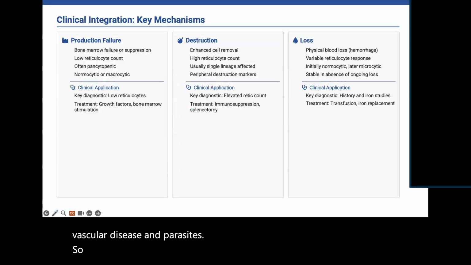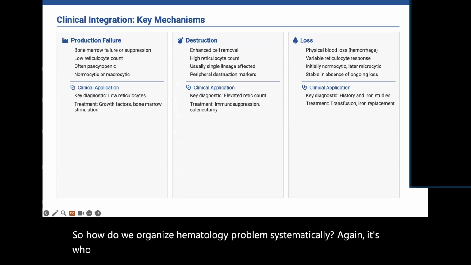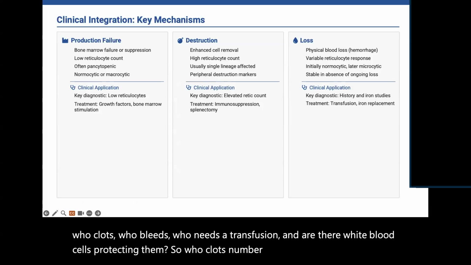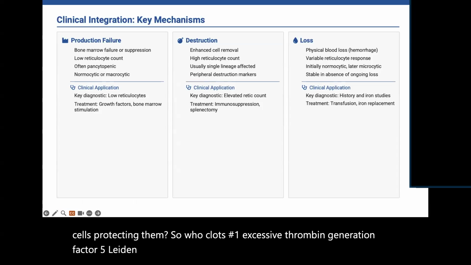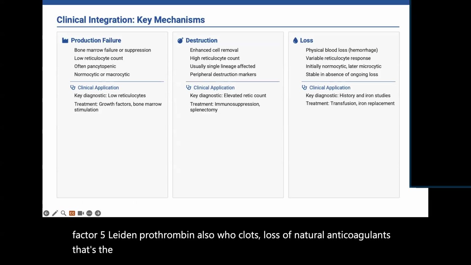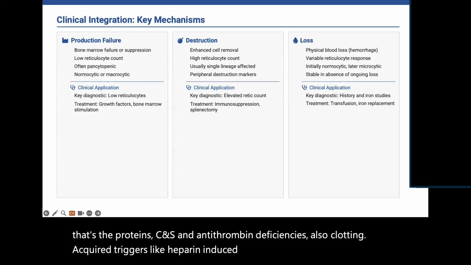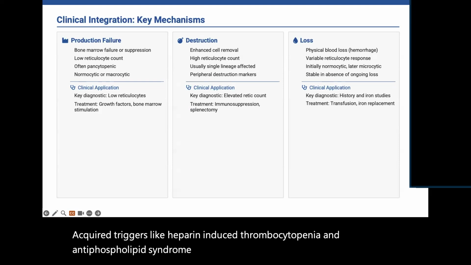So how do we organize hematology problems systematically? Again, it's who clots, who bleeds, who needs a transfusion, and are there white blood cells protecting them? So who clots? Number one, excessive thrombin generation: factor V Leiden, prothrombin. Also who clots? Loss of natural anticoagulants. That's the proteins C and S and antithrombin deficiencies. Also clotting, acquired triggers like heparin-induced thrombocytopenia, antiphospholipid syndrome, malignancy, immobility, estrogen, pregnancy, right?